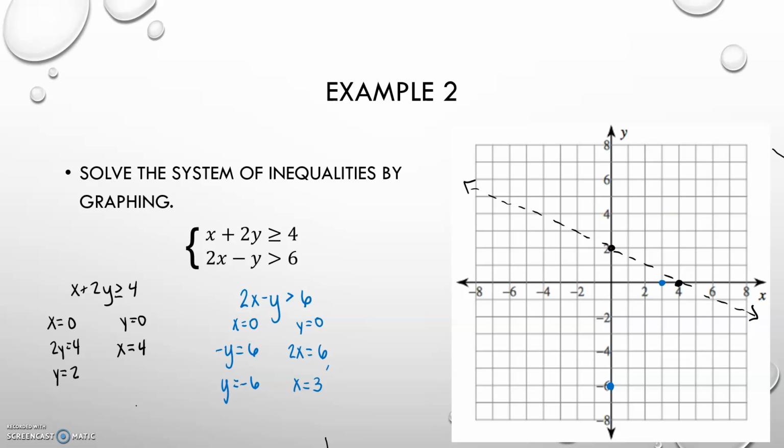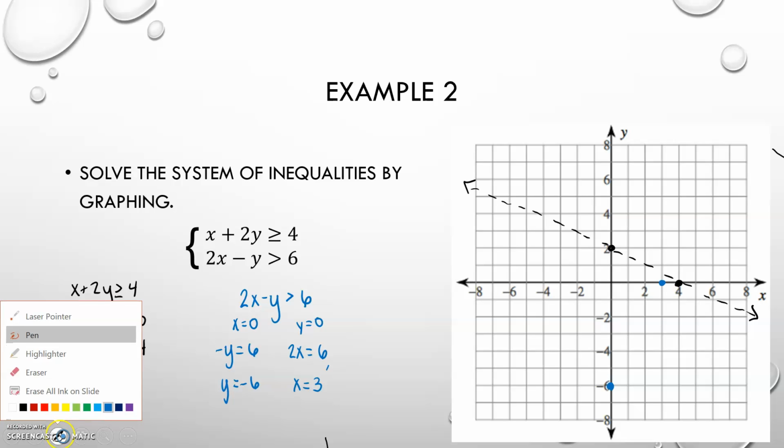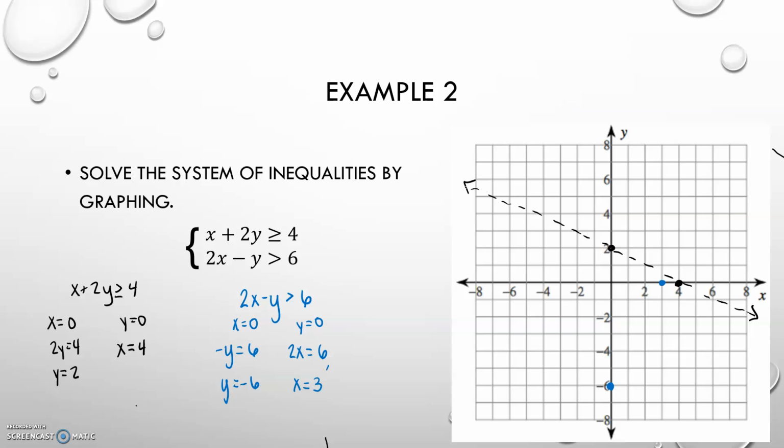No line. Oh, I'm sorry. The other one should be it. My bad. Mixed up which line was where. Okay, this one should be this. Sorry, team.